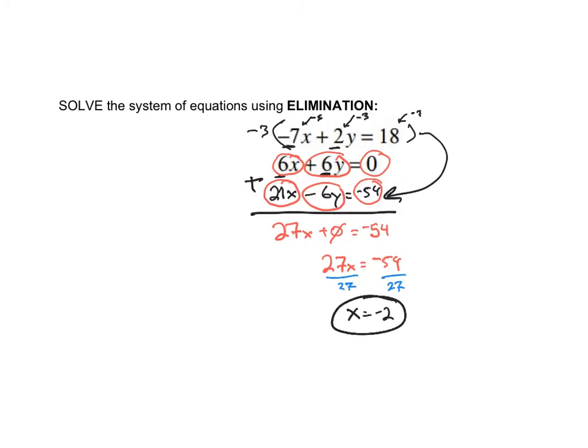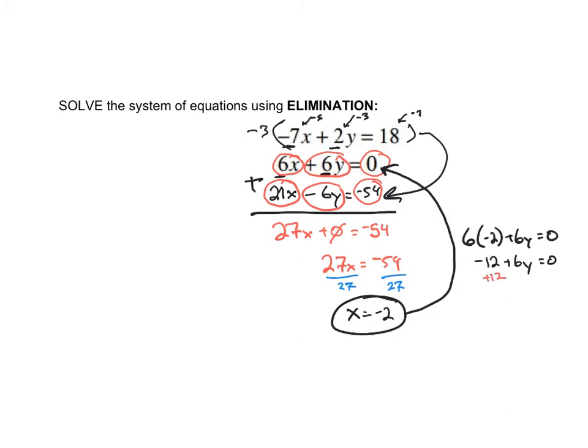There's half my answer. What do? Plug it in. You get to, again, you get to pick any two. I'd usually use the original ones because the original ones are usually a little bit smaller than the modified ones. So let's go back into this. 6, instead of an x, we're going to put negative 2 plus 6y is equal to 0. That's going to be negative 12 plus 6y is equal to 0.